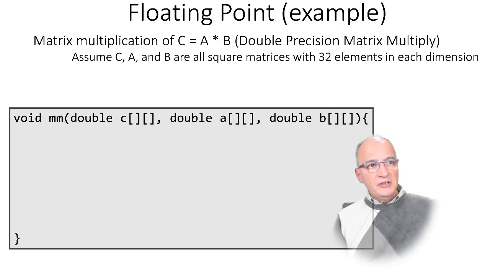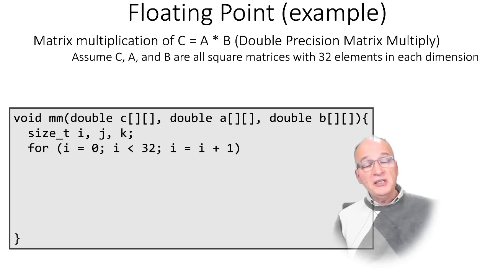So we have three arguments to the function mm. That's my matrix multiplication function. The first is a pointer to matrix C, and then I have pointers to matrix A and B. I use a defined type, size_t, and I have three index variables of that type: i, j, and k.